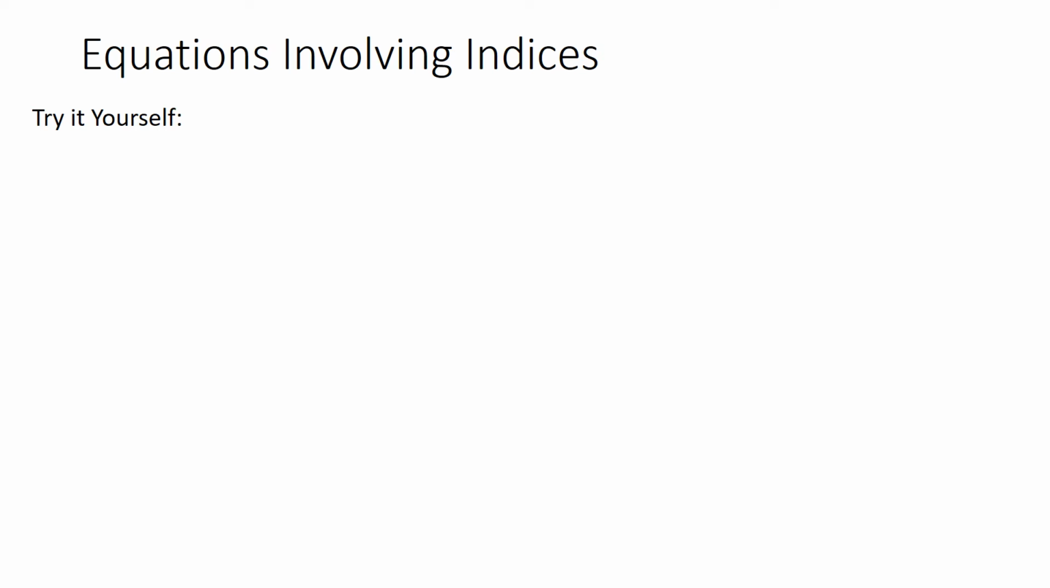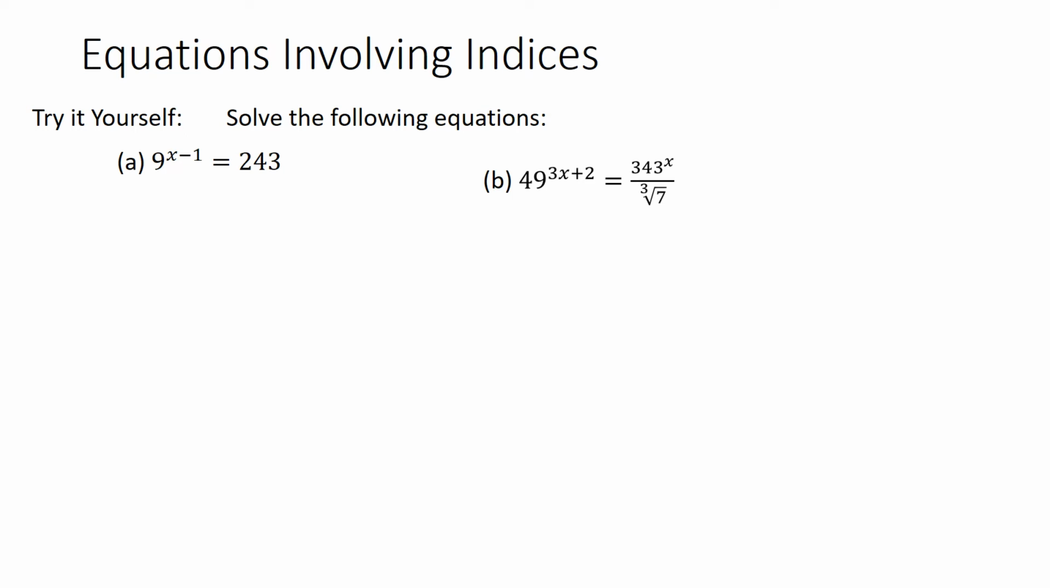Here is one similar example that you can try yourself. Solve the following equations. A. 9 to the power of x minus 1 equals 243. B. 49 to the power of 3x plus 2 equals 343 to the power of x over cube root of 7. You can pause the video and try to do it yourself. The answer for A is 7 over 2, B is negative 13 over 3. Do you get the answer correctly?